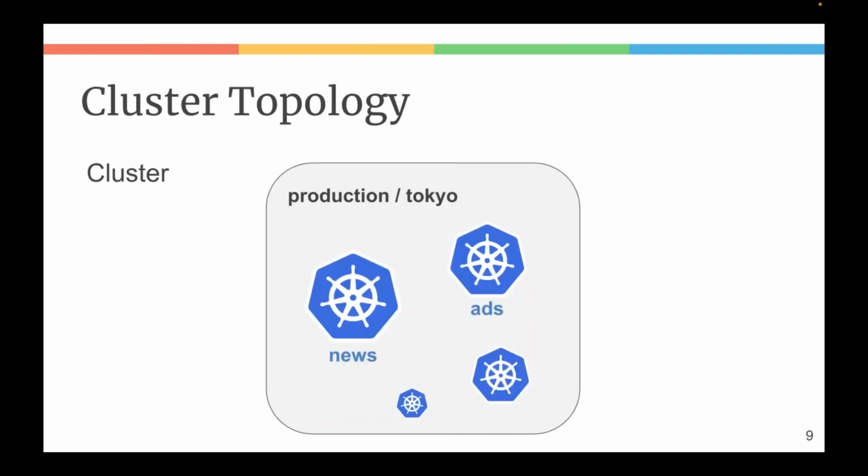And then lastly, inside the environment and region, we also separate between different business processes. So we have different clusters for different processes. The biggest cluster is the news-related cluster, and then we have a somewhat smaller cluster for our ads-based processes, and then some other smaller clusters even. So these are the three dimensions which we use so far.